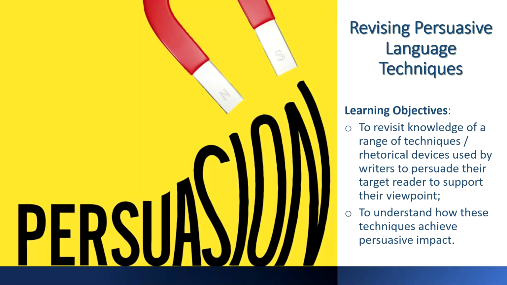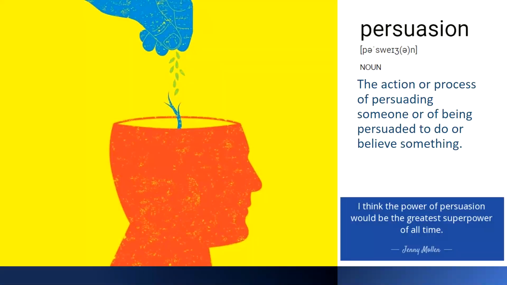So first of all we'll revisit your knowledge of a range of techniques, rhetorical devices that are used by writers to persuade their target reader to support their viewpoint. I'm sure that a lot of these techniques you'll have come across before. But secondly and importantly, we're then going to think about how we understand how those techniques achieve their persuasive impact. Because if you understand how they achieve the impact, then you can be much more successful in using them in your own writing.